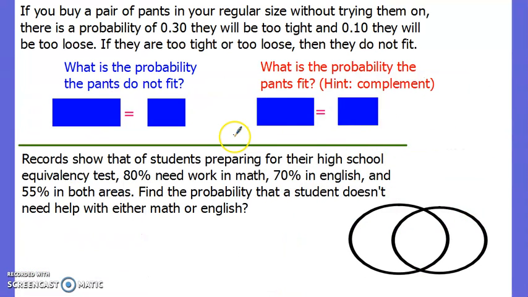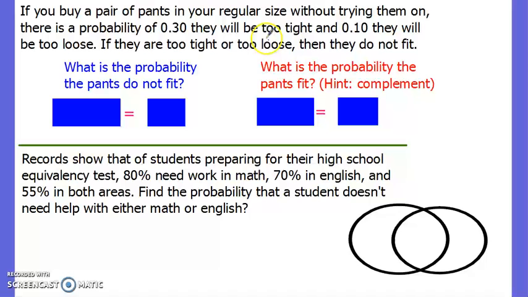All right, in the real world, here's just a couple of quick situations where you might see this kind of thing. If you buy a pair of pants in your regular size without trying them on, there's a 30% chance, basically, that they're too tight, 10% chance they'll be too loose. If they're too tight or too loose, then they don't fit. So if we just randomly select that pair of pants at the store, we think they're going to be good, we go home, don't try them on at the store, right? We're someplace we can't do that.